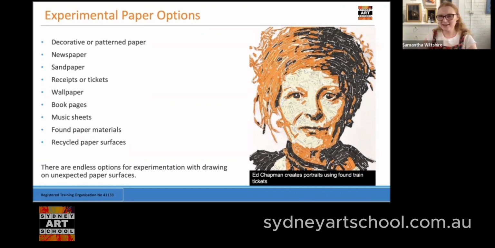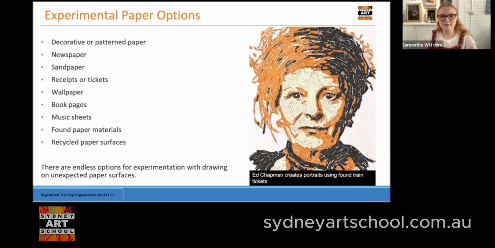And speaking of contemporary experimentation, that segues us quite nicely into talking about some more out-of-the-box paper options you could be exploring. There's no reason that you couldn't go ahead and try working on some decorative or patterned paper. Maybe you're going to work on some old newspapers. You could try some oil pastel or something on some sandpaper. You could be using receipts or tickets, old tickets from things you've gone and seen or been a part of as surfaces for your art making, or as tools for collage like Ed Chapman does here in this example.